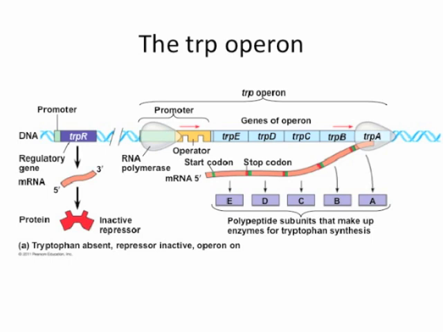Somewhere else, and it doesn't make any difference where this is found, there's a separate gene called trpR that codes for a protein called a repressor. And in the case of the trp operon, that repressor is inactive when it's first made.